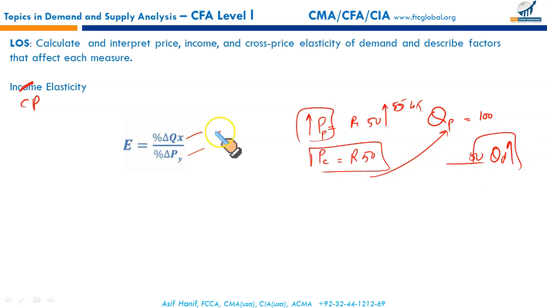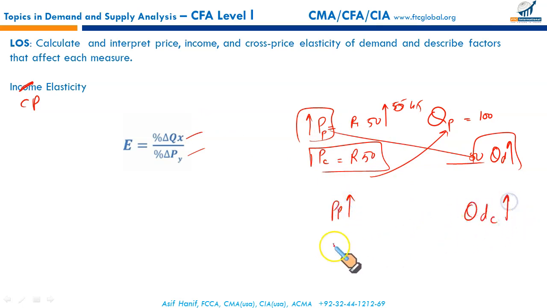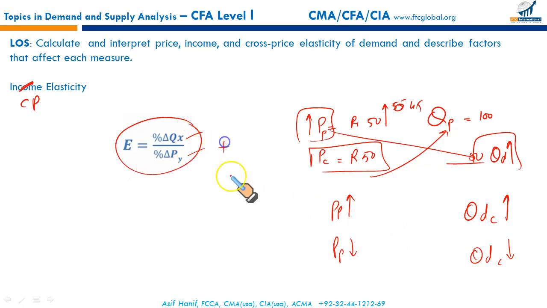So the cross price elasticity for substitutes is positive. It means if the price of Pepsi goes up, the quantity demanded of Coke goes up. If the price of Pepsi goes down, the quantity demanded of Coke will go down. So they move in the same direction. That's why the number that you will calculate here for cross price elasticity would be positive.